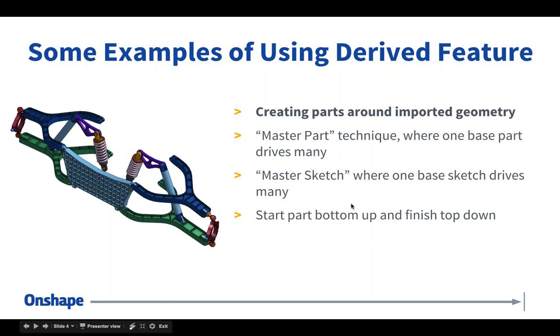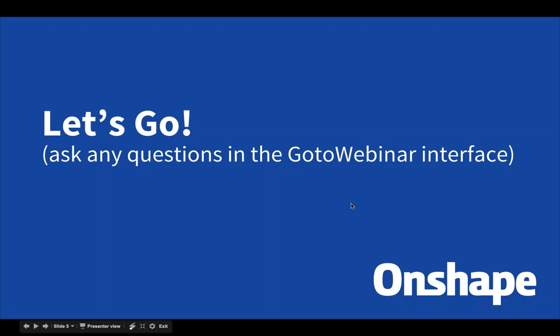What I'd like to do is jump into things. A few questions. Is Derived Feature similar to iParts in Autodesk Inventor? Forgive me, I'm not familiar with iParts.